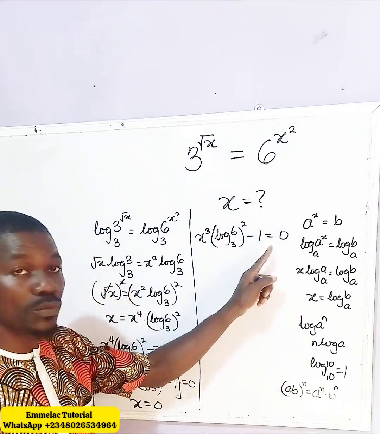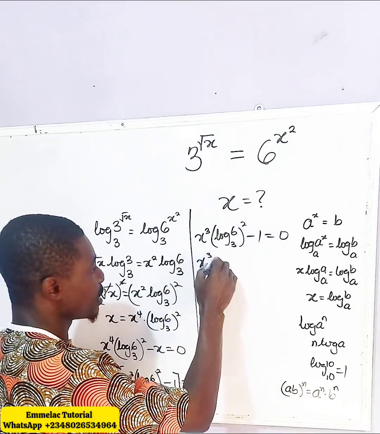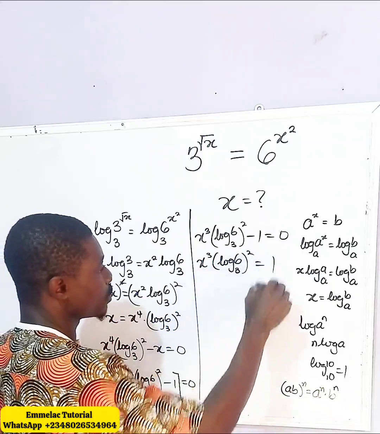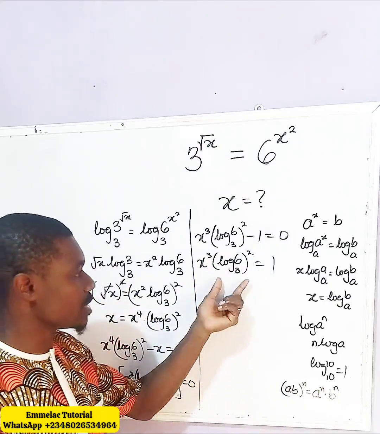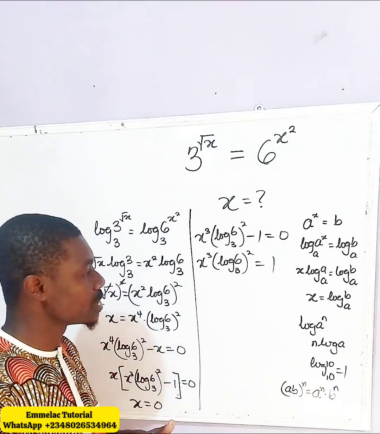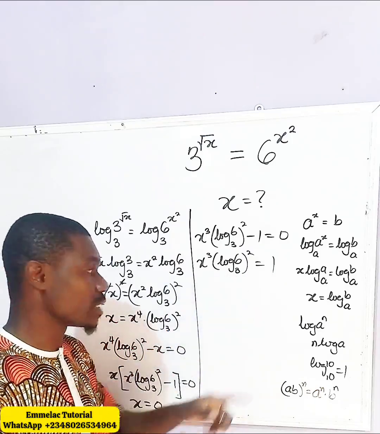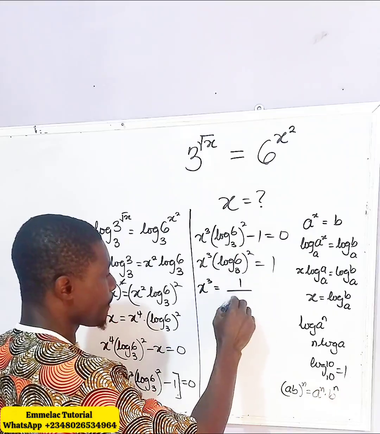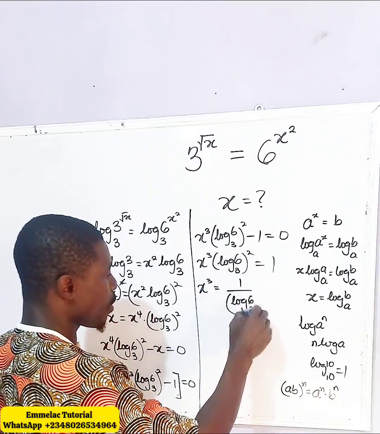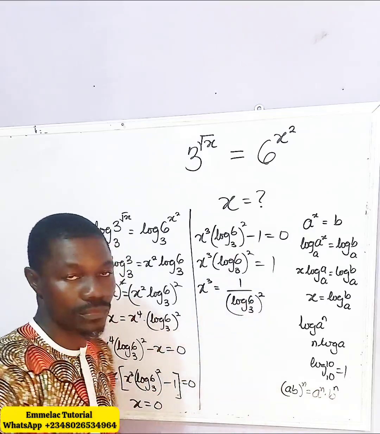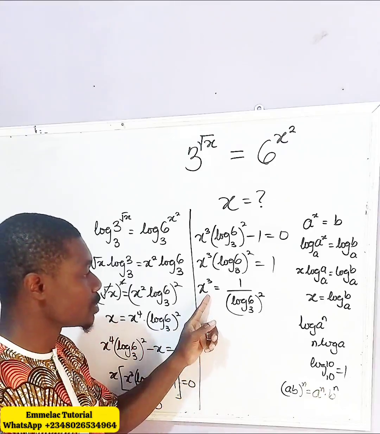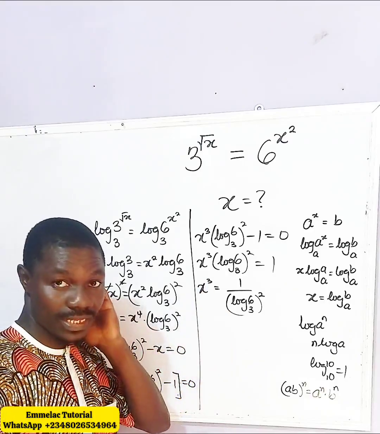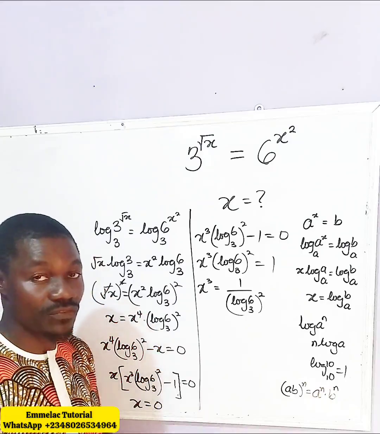For simplicity's sake, we can add 1 to both sides, and we end up having x raised to the power of 3 times log 6 base 3 all raised to the power of 2 equals 1. At this point, we can divide both sides by log 6 base 3 all squared. So here we have x raised to the power of 3 equals 1 all over log 6 base 3 all raised to the power of 2. Now we just need to raise both sides to the reciprocal of 3, so that we undo this 3 and find the value of x.